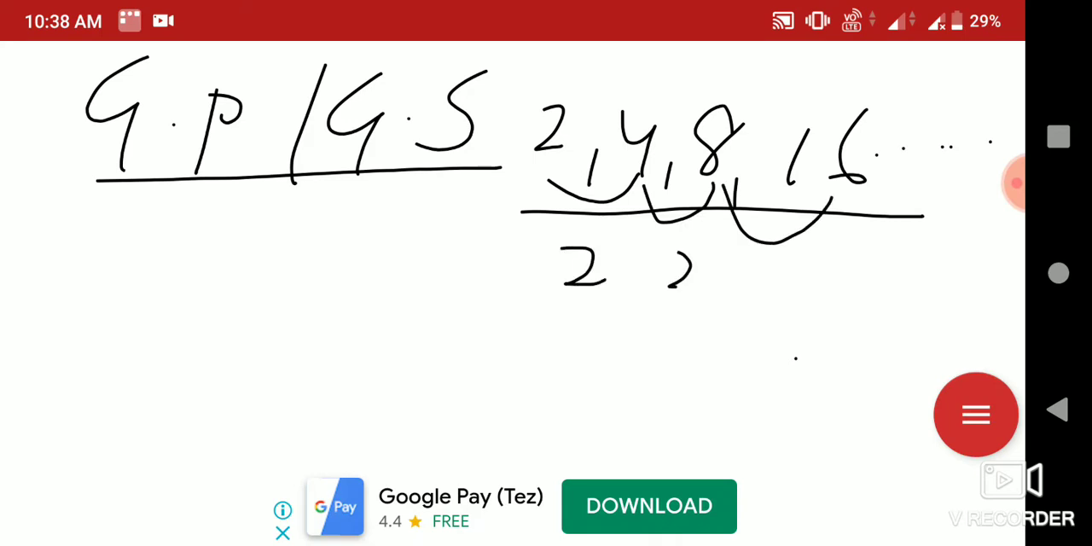Every number is multiplied by 2. That means these numbers are in sequence. When numbers are in sequence, we call it progression. What do we call it? Progression.